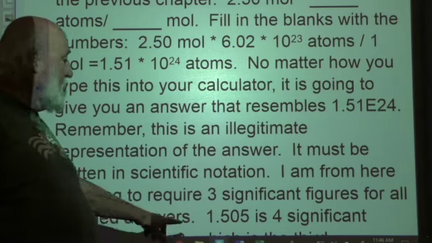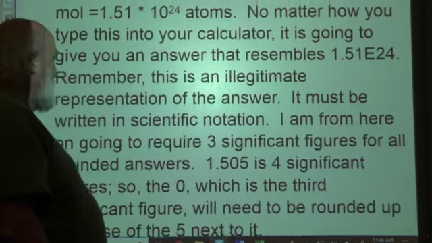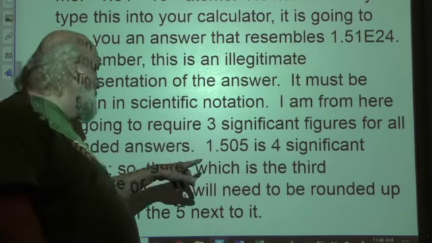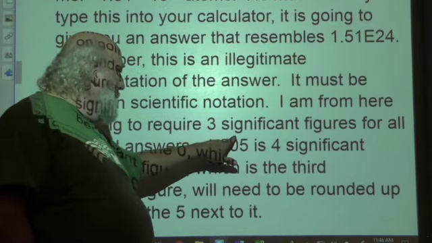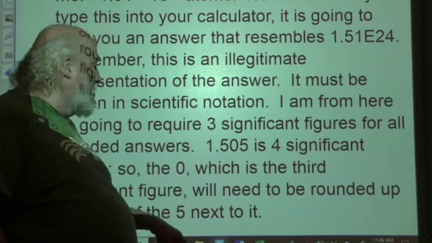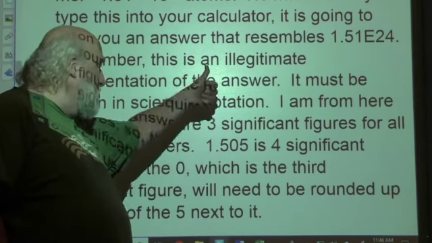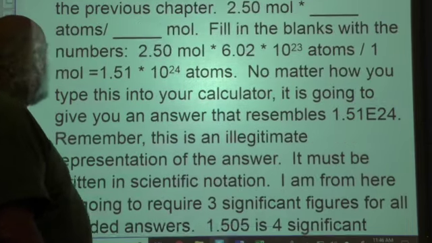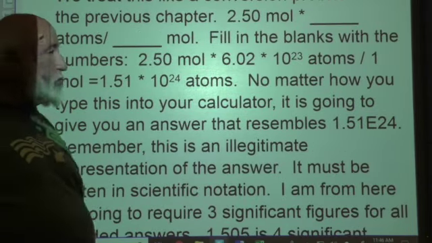The 1.505 that is given to you is 4 significant figures. So you have 1, 2, 3. The 0 here is your third significant figure. You have a 5 next, so it's got to kick it up to a 1.51.